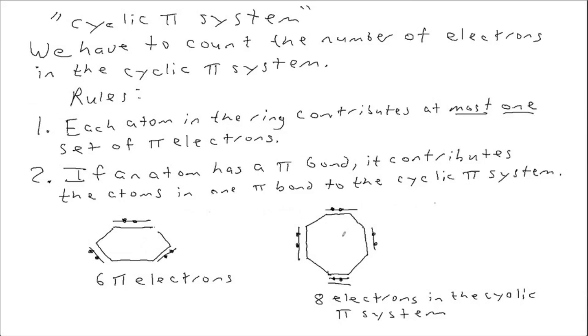So this is the tricky part right here. If an atom has a pi bond, it can contribute the electrons in one pi bond. But if there's two pi bonds, it can still only contribute the electrons in one of the pi bonds, because you can contribute at most one set of pi electrons. Okay, so do you see why I'm saying that these electrons here are going to contribute 2 electrons and not 4 electrons? Mm-hmm. Okay, good.